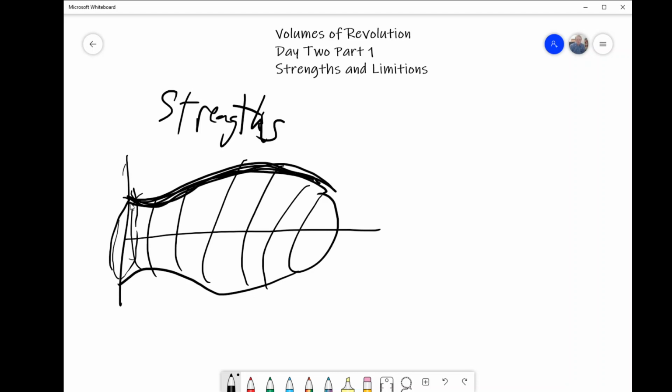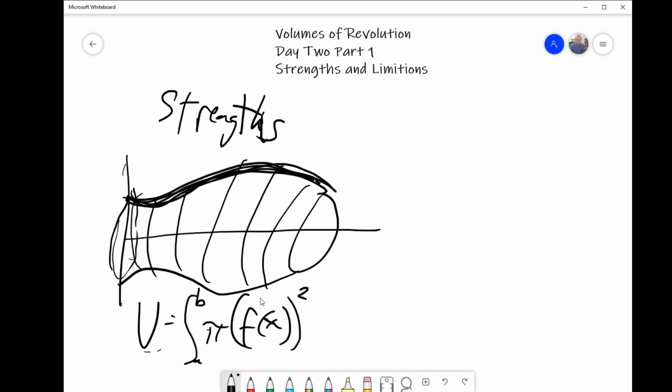Once we have the shape of this side, then we could say our volume is the integral from A to B. Here our A is 0 and our B is the length of the vase, of pi times that function squared, since that would be the radius of each of these circular segments, dx. So that is a huge strength of this technique. We can use it to find the volumes of arbitrary cylindrically symmetrical shapes.